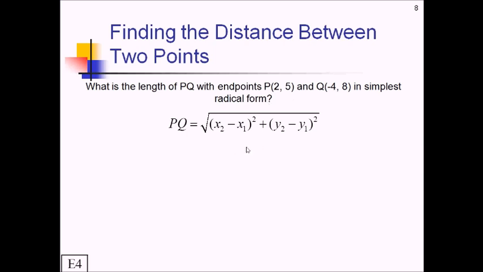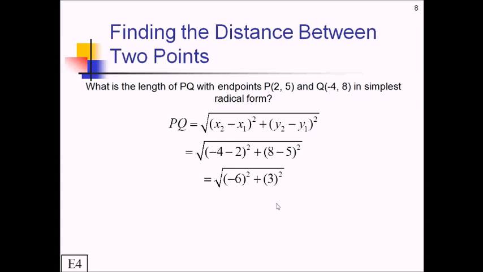All right, so plugging in our numbers, we've got -4 minus 2 and 8 minus 5 inside those squared parentheses. So that's going to be -6 squared and 3 squared, which comes out to 36 plus 9. And we know 36 plus 9 is 45. Now, they said simplest radical form, so they don't want us to just square root this and get a decimal. Let's use radical form. So we can split this up into square root of 9 and square root of 5. Square root of 9, that gives us a 3. So we have then 3 radical 5 for the distance.